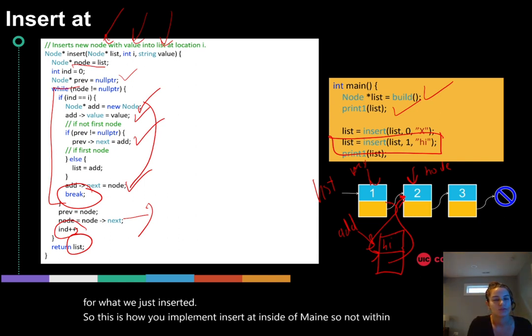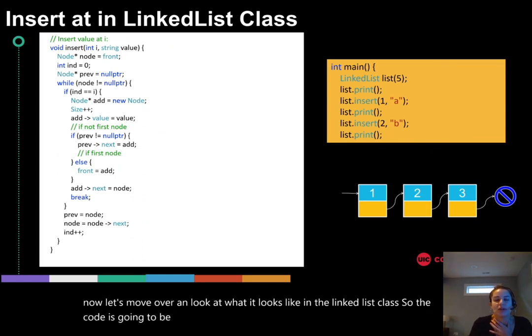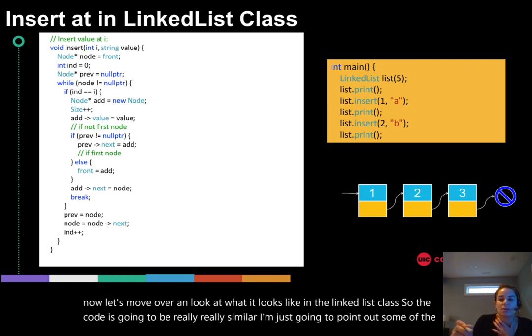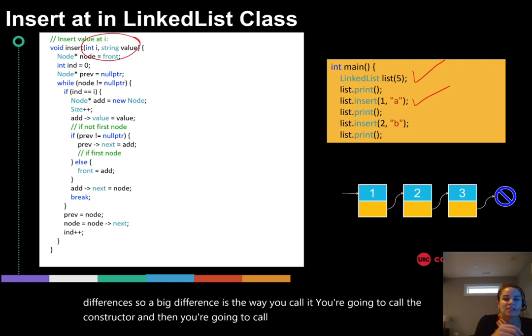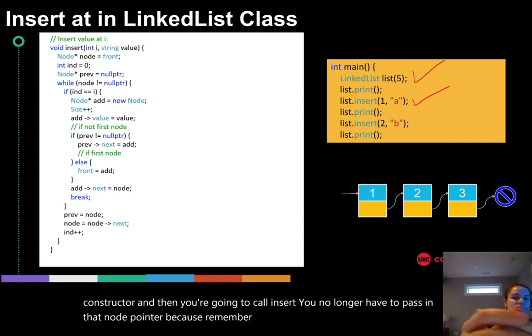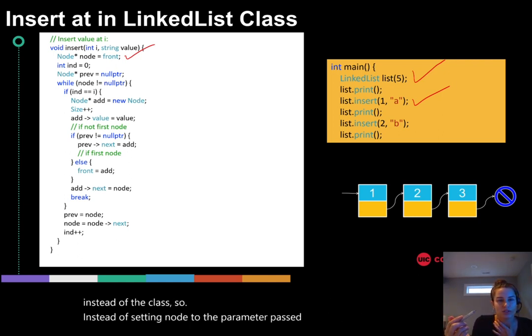So now let's move over and look at what it looks like in the LinkedList class. The code is going to be really, really similar. I'm just going to point out some of the differences. A big difference is the way you call it. You're going to call the constructor, and then you're going to call insert. You no longer have to pass in that node pointer, because remember, we keep track of the front of the list inside of the class. So instead of setting node to the parameter passed in, we're just going to set node equal to front.